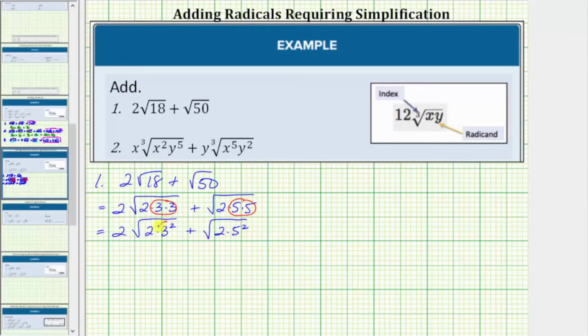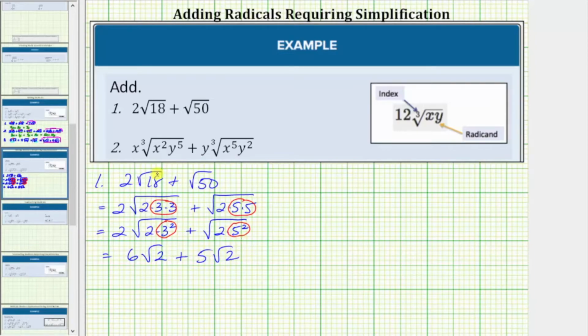The square root of 3 squared simplifies to 1 factor of 3. And because we already have a 2 here, we multiply the 2 and the 3. 2 times 3 is equal to 6. This simplifies to 6 square root 2 plus the square root of 5 squared simplifies to 1 factor of 5. This simplifies to plus 5 square root 2.